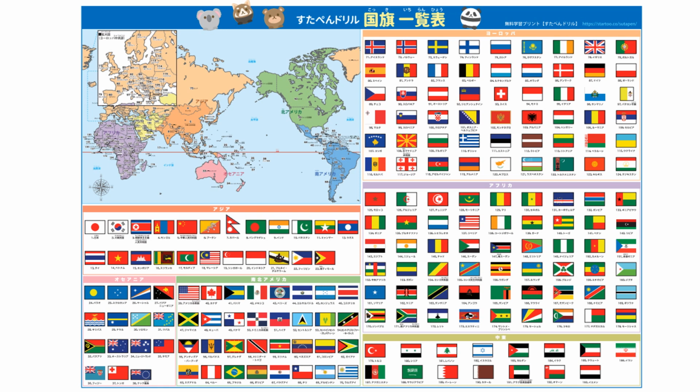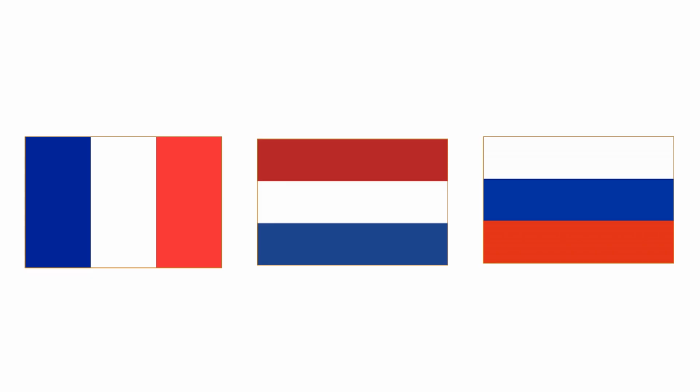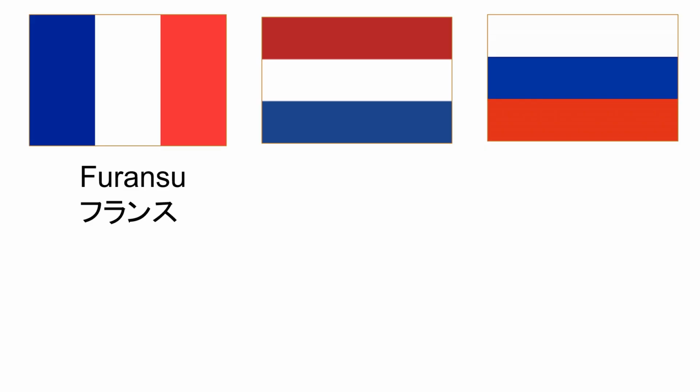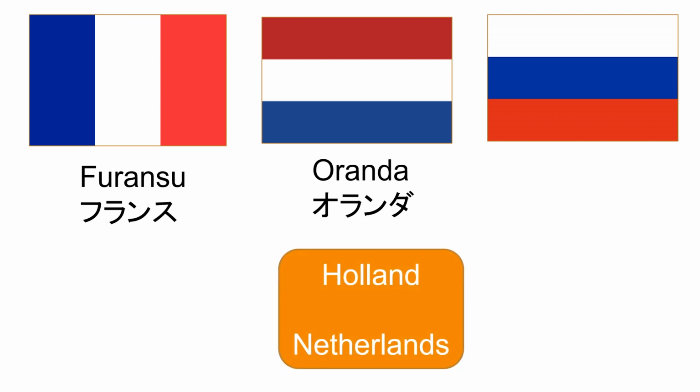And as you know, there are some very similar flags. Here are some examples. And one of them is a flag of France. France. Do you know which one it is? どれですか？ Which one is it? はい、これです。The middle one is オランダ which is Holland or Netherlands. And the right one is ロシア which is Russia.